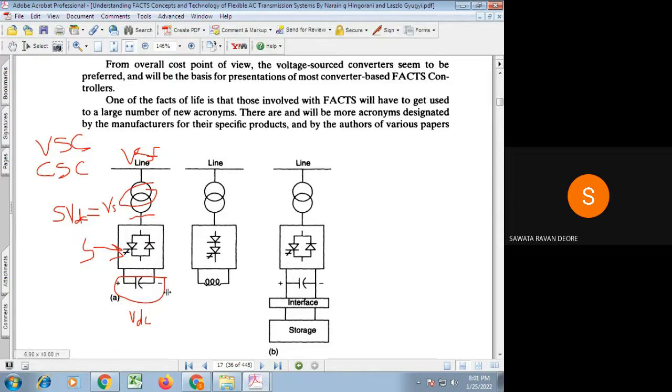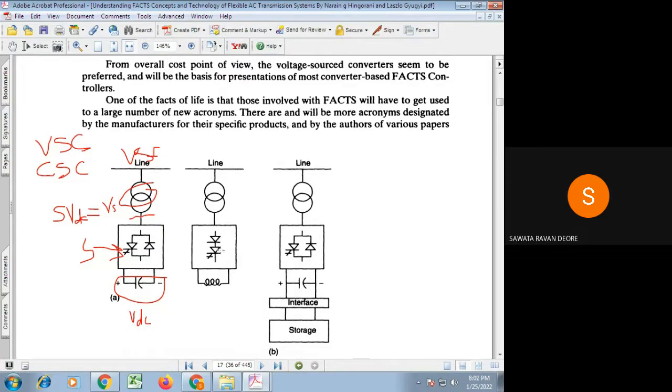So when the DC side is represented by a DC capacitor, which is nothing but the source of voltage, that's why it is called a voltage source converter. And here, as I said, by controlling these switches, this DC voltage we are reflecting on the AC side, which will look like an AC. That's why it is called an AC voltage.